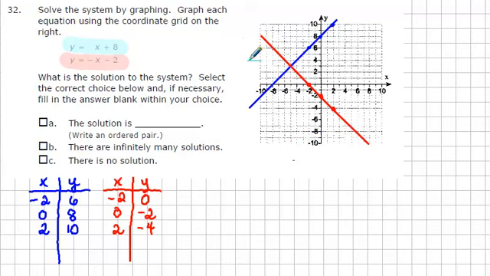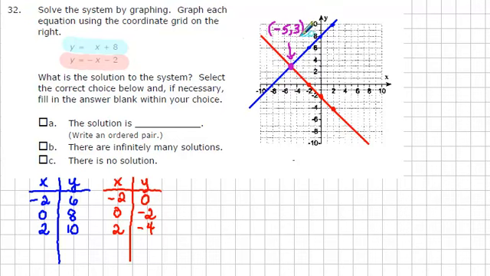Now, since we're trying to solve the system, we want to find the points that these two lines have in common. So we need to locate the point of intersection. So the point where the two lines cross is right here. We want to estimate the coordinates of that point of intersection. Well, it looks like they intersect when x is -5 and the y value is 3. So this point appears to be -5, +3.